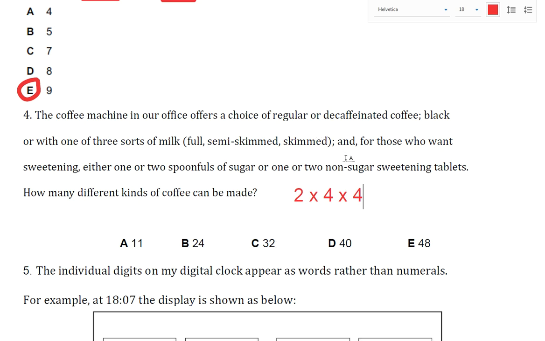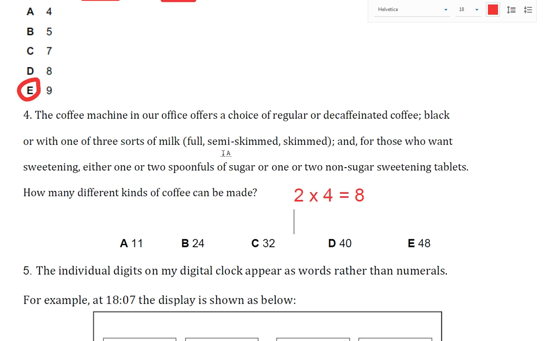Okay, this one is slightly different. All right, so you do start off with regular or decaffeinated. All right, then you have your 4 choices, black or 3 sorts of milk. And for those who want sweetening. So actually, for those who don't want sweetening, you stop there. All right, they only have 8 choices. The ones who don't want sweetening stop.